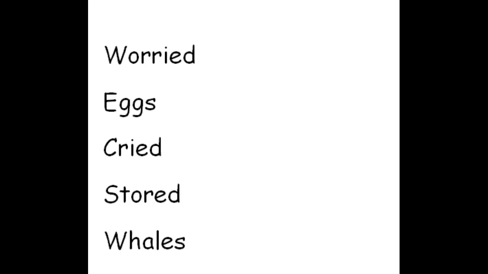Now let's talk about the spelling changes that happen when we're adding ed or ing. When a base word ends with an e, the e gets dropped before we can add ed or ing. If a base word ends with a vowel and a consonant, the consonant gets doubled before adding ed or ing. And when a base word ends in a y, that y gets changed to an i before you can add ed. So let's work on a couple of these words.